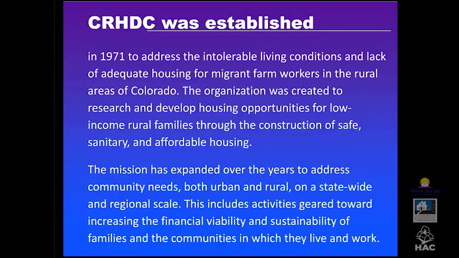The organization moved on to research and develop housing opportunities for low-income and rural families through the construction of safe, sanitary, and affordable housing. And that mission expanded over the years to address community needs, both urban and rural, on a statewide and regional scale. This includes activities geared toward increasing the financial viability and sustainability of families and the communities in which they live.